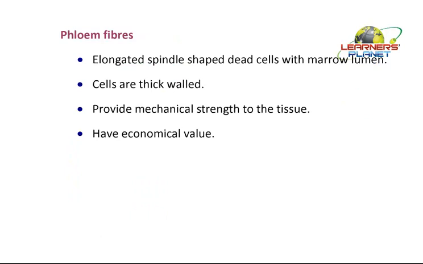So next part here is phloem fibers. These fibers are elongated, spindle shaped structures. Now elongated spindle shaped structures, fibers, you remember where we have studied? These are basically dead cells, and all these properties make us remember something like sclerenchyma. So those fibers are very similar, or we can say these are the same type of tissue. Now they have a narrow lumen inside. Here there is a spelling mistake: it is not marrow, it is narrow.